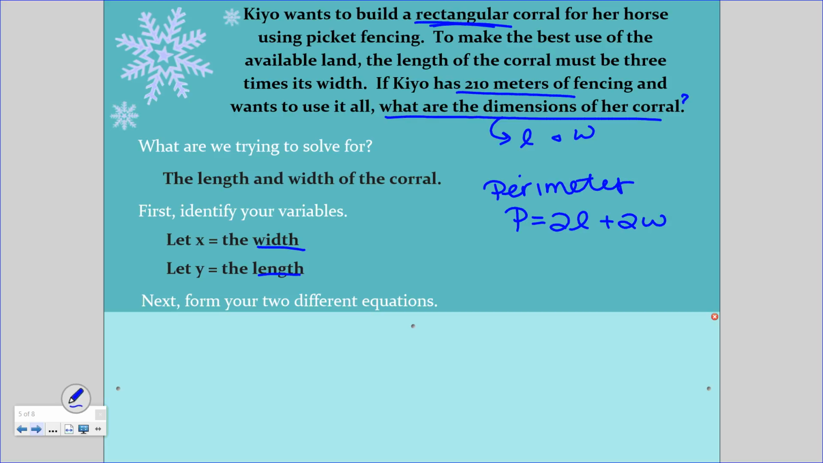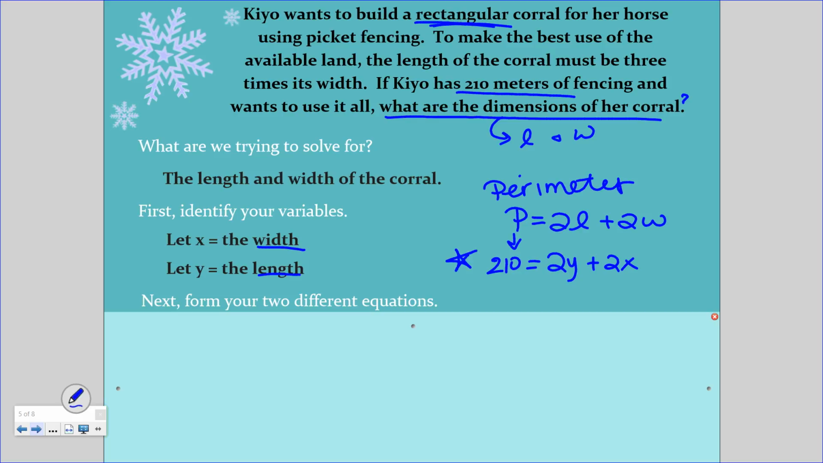So in this case, if we know that she, or Kaya might be a he, I don't know, has 210 meters total, that's the furthest we can have this fence go, is 210 meters as the perimeter. Now we established length was y and width was x. So right there, you would set your perimeter formula up as 210 equals 2y plus 2x, or 2x plus 2y. If you had that in a different order, it's fine. So that's going to be one of our equations.